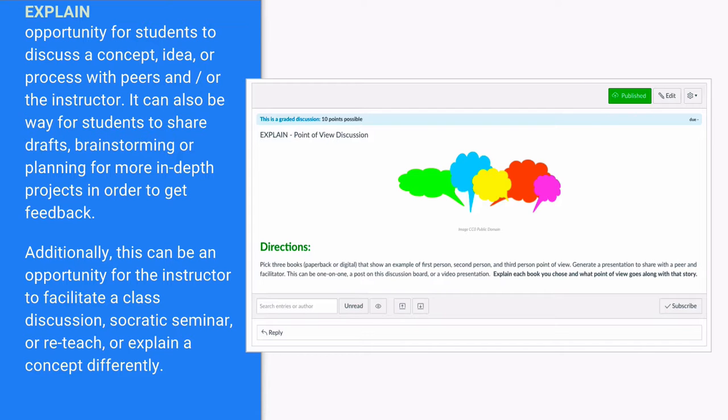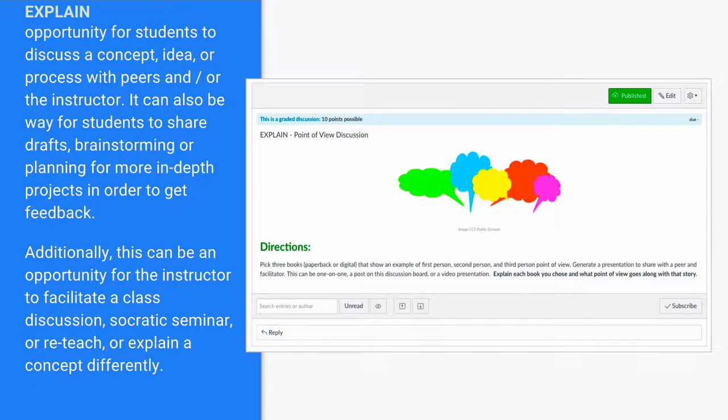Exploring the resources, they now move into the explain stage. And this is an opportunity for your students to start to interact with one another and with you to begin discussing a concept, idea, or process that is at the heart of this lesson or at the heart of this learning experience. It can also be a way for students to begin to collaborate and work together to share some drafts, do some brainstorming or planning for more in-depth projects that will deepen their understanding.